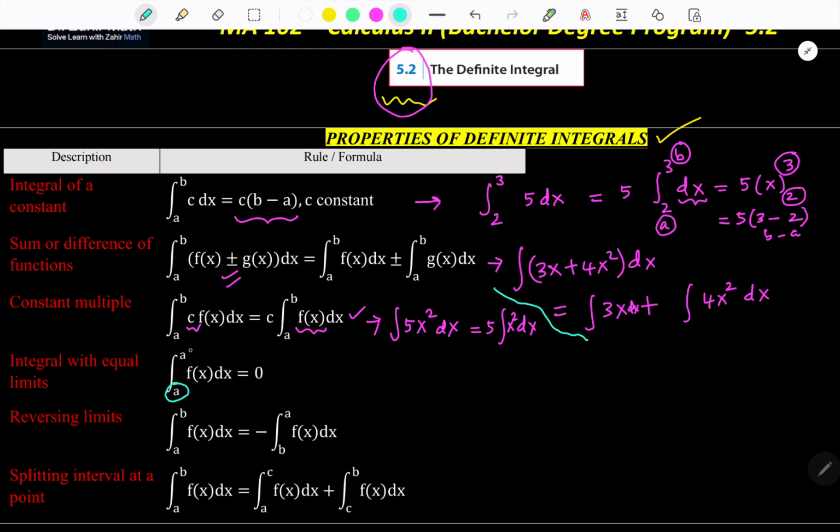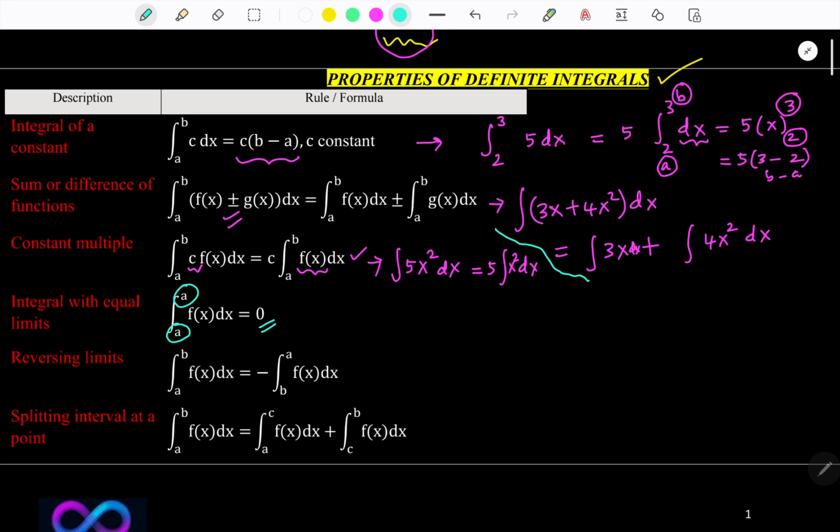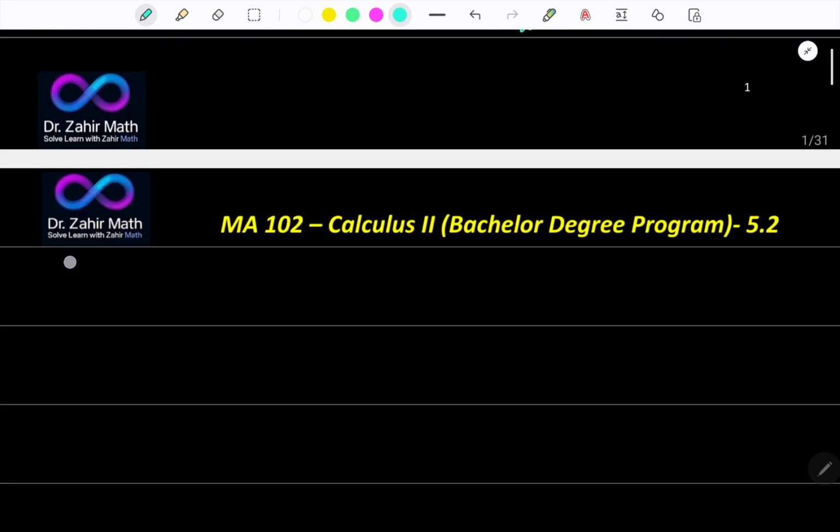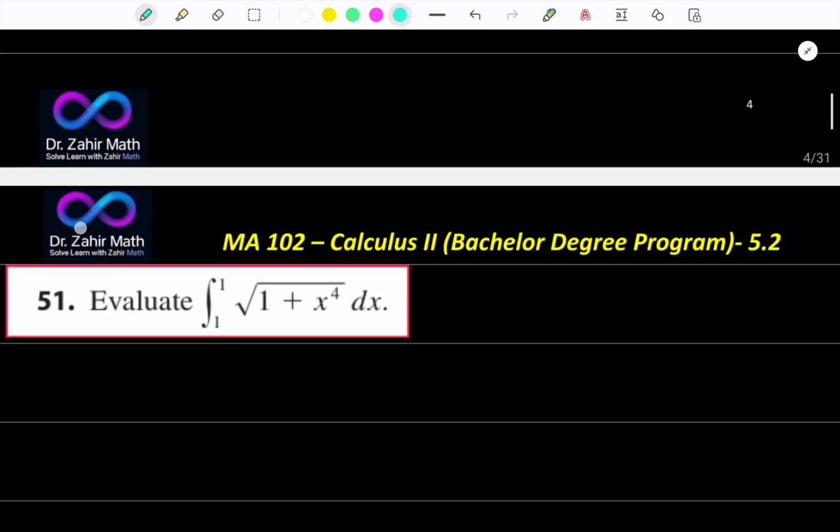Suppose you have the same limit, a to a, then the value of the integral is what? 0. Suppose you have a to b and you want to reverse it, the integral will become minus. Okay. Suppose you have minus, if you want to reverse it, it will become plus. And this is splitting the integral. How? For example, the whole length of the interval is a to b. Suppose you want to split somewhere, just call it c. So you can write integral a to c and c to b also. Clear? So based on these properties, we are going to do questions.